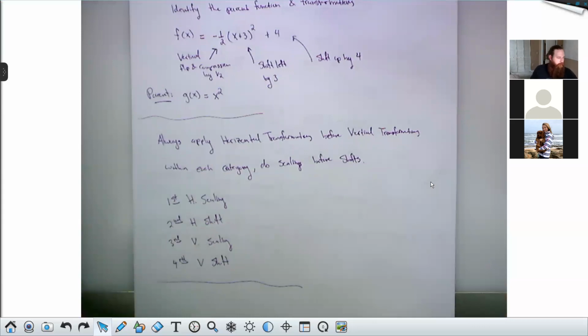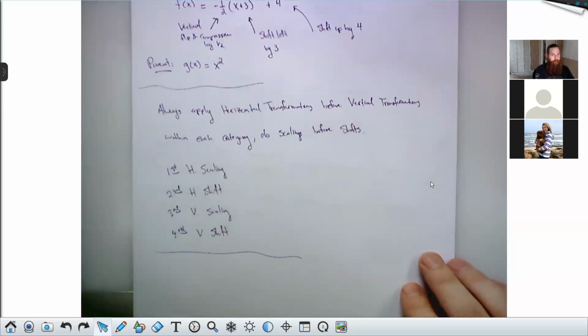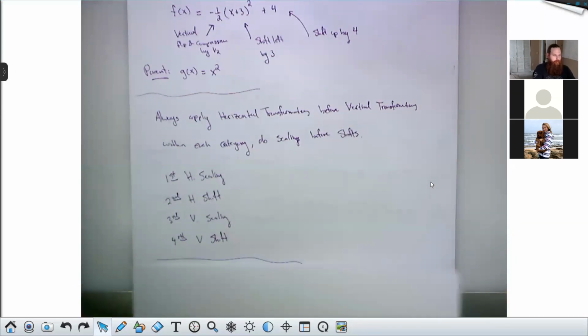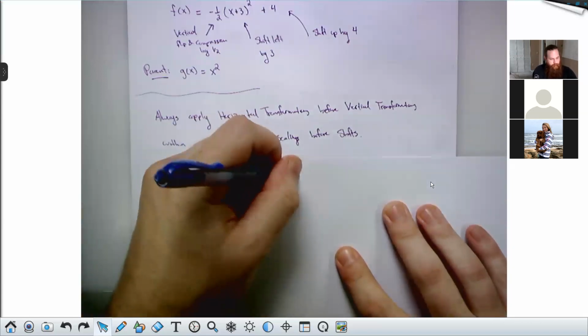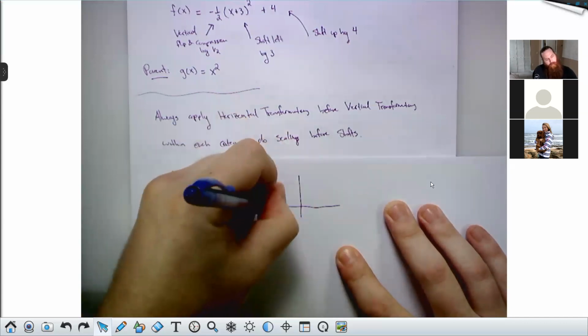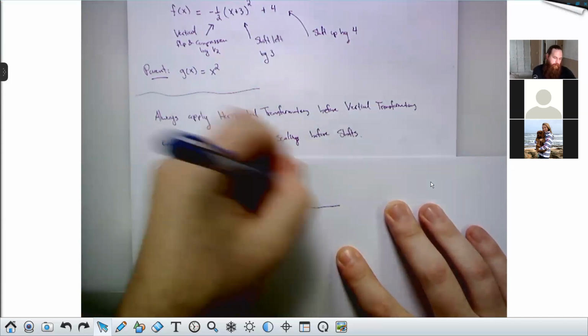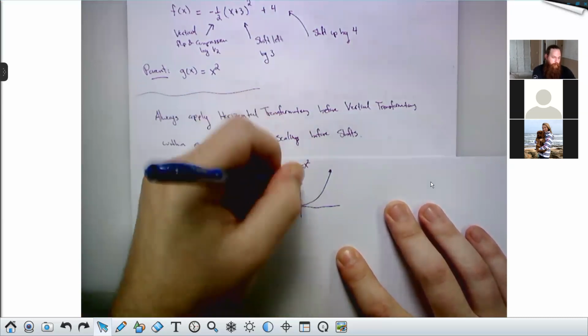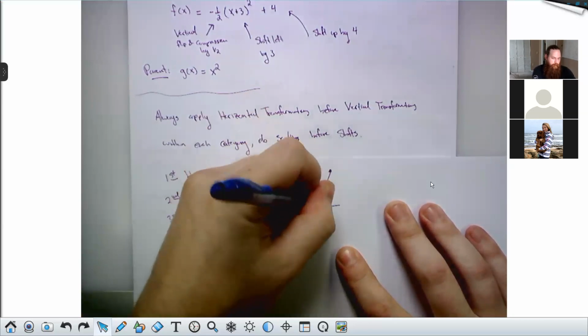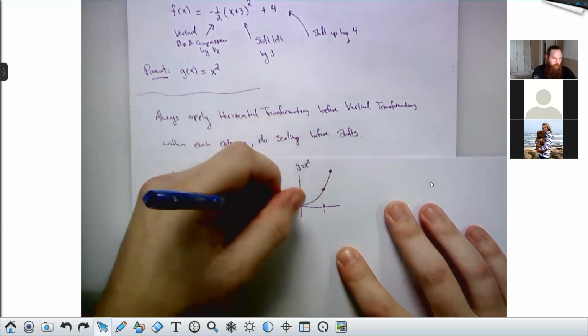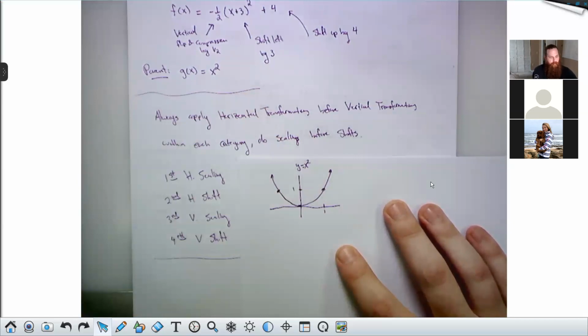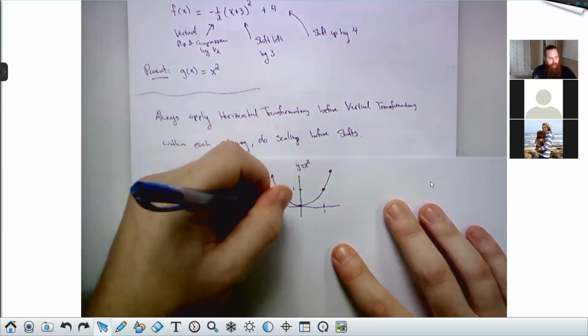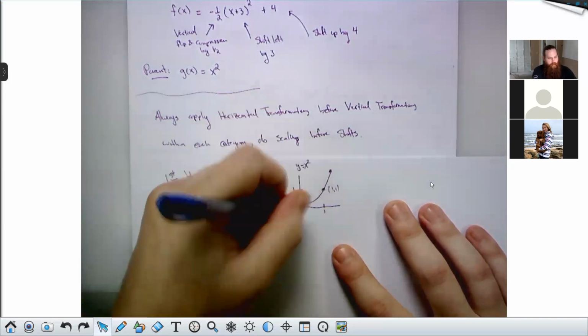Let's see if we can do that for this function. I'm going to start with x squared. That's my parent function. And I'm going to track those same 3 points because they're nice, easy points to track. -1, 1, 1, 1, and 0, 0.